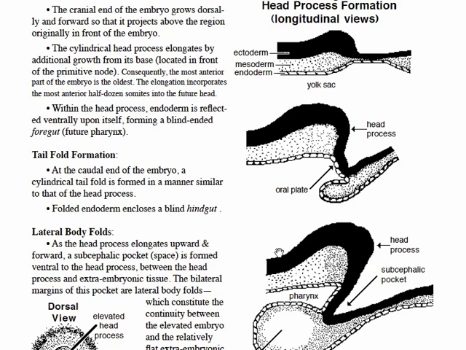Now, the tail fold develops in a similar fashion, except that the growth is less pronounced than it is in the case of head development, but one gets a hindgut. So the foregut and the hindgut are formed in the process of forming a head process and a tail process.